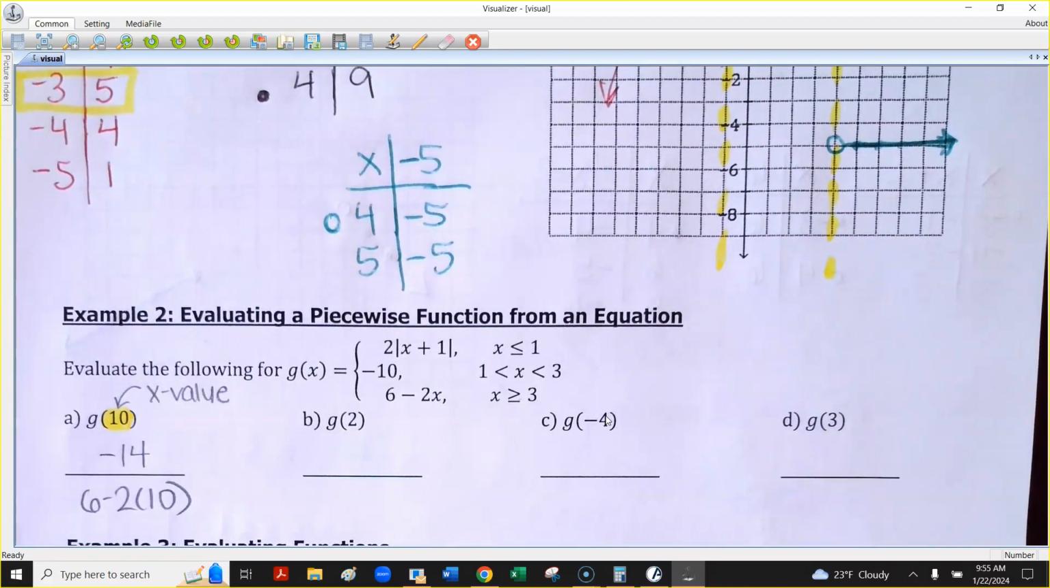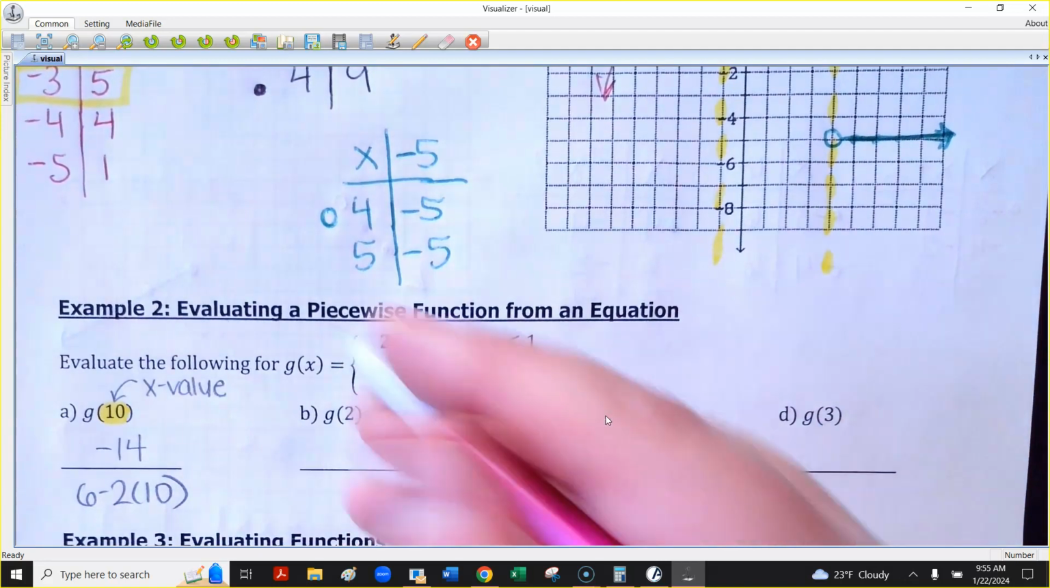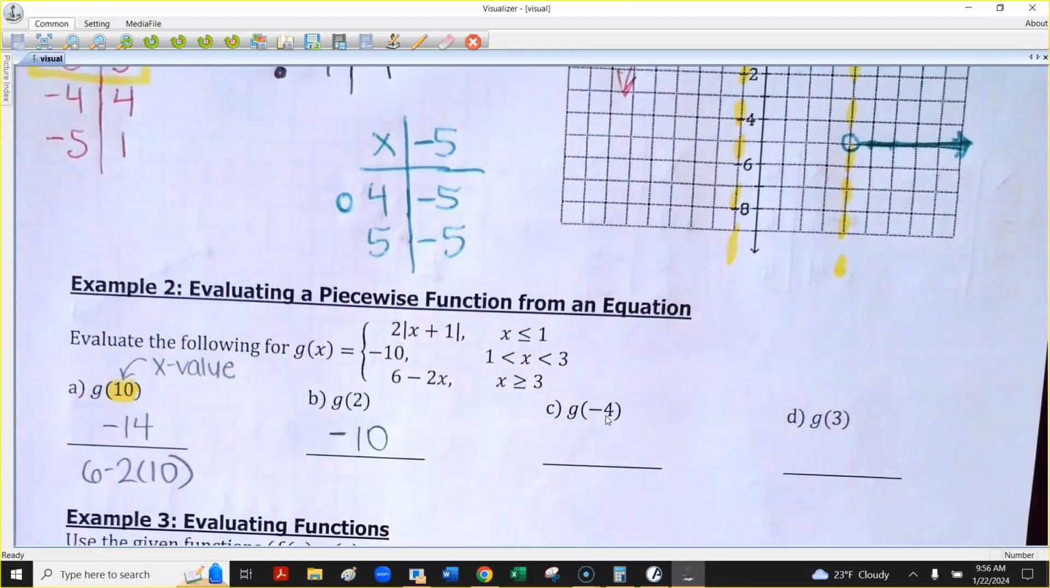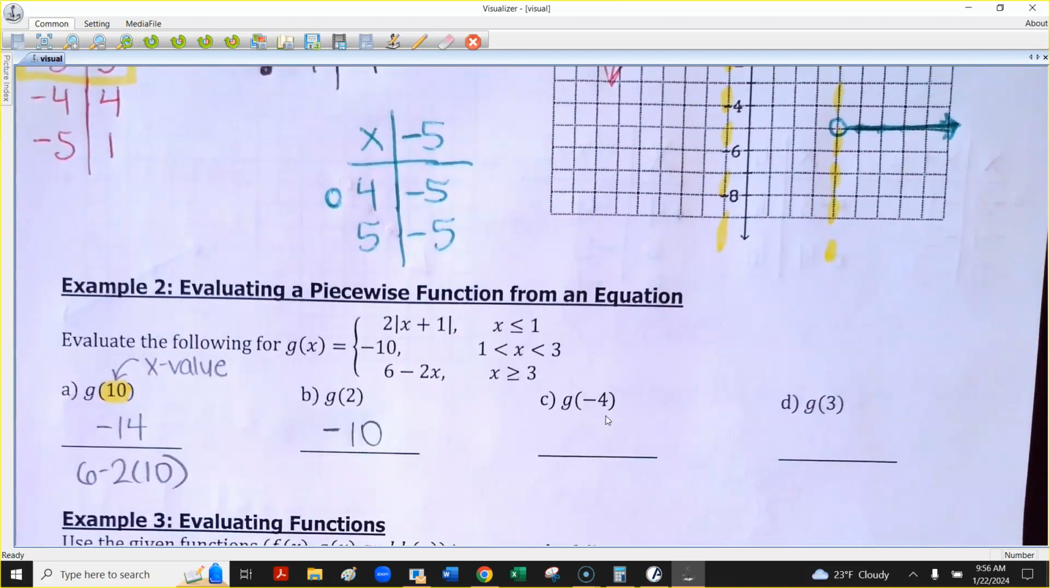All right, which piece would you use if I told you the x value was 2? The second one. Now, this is awesome because that's just a horizontal line, so you don't have to do anything there. It should just be negative 10. All right, which piece would you plug negative 4 into? The first one. Okay, now be real careful with this.